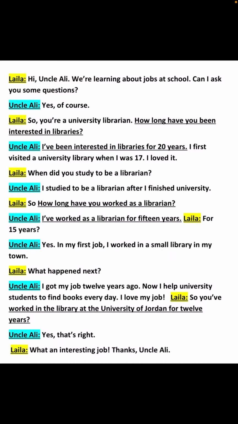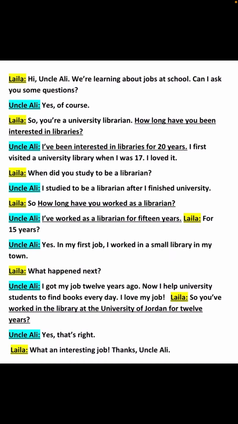هو درس إنه كيف يكون أمين مكتبة. librarian معناها أمين مكتبة. after I finished university بعد ما نهى أو انتهى من الجامعة.